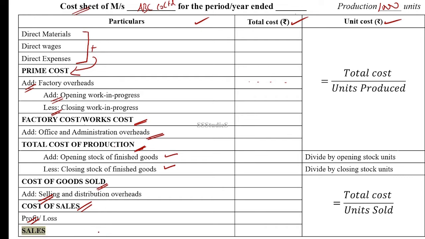You will get the sales. Okay. Now we have looked into work in progress, stock of work in progress. We also looked into the stock of finished goods. Now the question is, where does the raw materials go? Raw materials, the stock of raw materials. So direct materials includes the opening stock of raw materials and closing stock of raw materials.